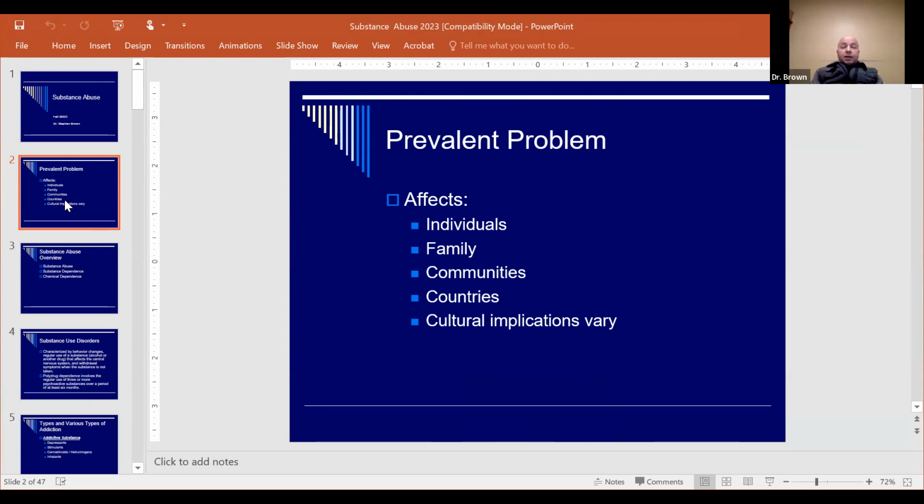So as you can tell from the slide, it affects individuals, families, communities. Everybody's affected, okay? We spend billions of dollars a year for programs to assist people with their addiction.